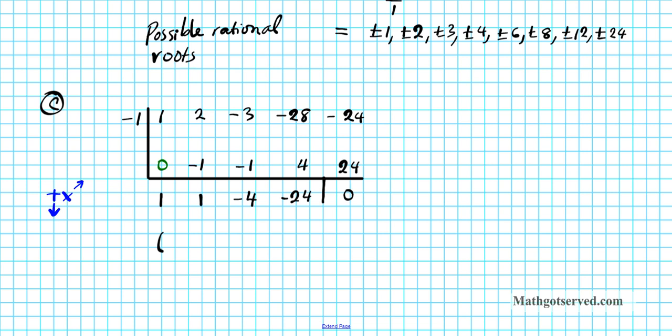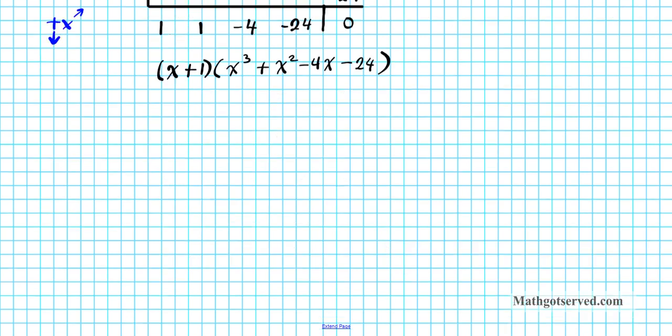Now we're going to write down the depressed polynomial, and also this as a factor of the original. Since this is minus 1, you write the opposite, x plus 1, times the depressed polynomial. It is always going to be a degree less than the original. The original was a fourth degree, so this will be a third degree: x to the third plus x squared minus 4x minus 24. We have to write this as a product of linear factors. This is a cubic, so we have to break it down. We're going to apply the same process to factoring this again.